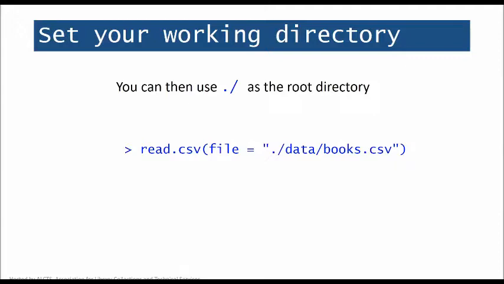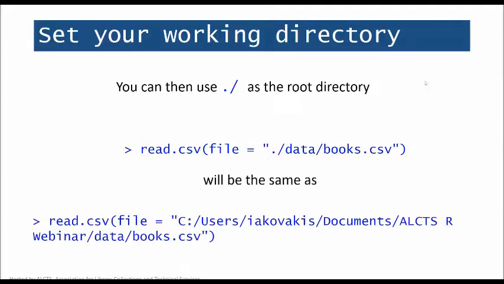In other words, if I'm trying to read in a CSV file, I use the read.csv function. And then here I have ./data/books.csv. And that means my books.csv file is in the data subdirectory in my root directory. It's the same thing. ./ is the same thing as whatever you set your working directory to represent.